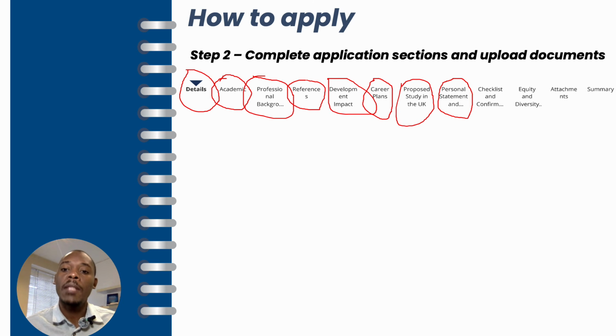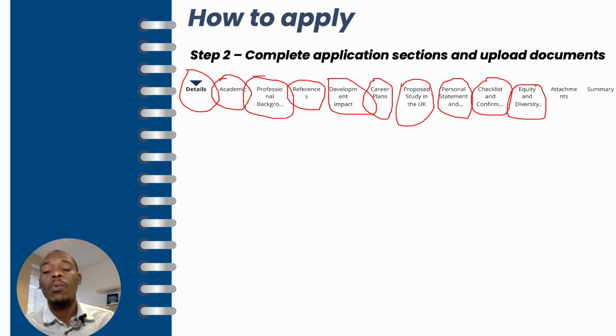The next section will be the checklist and confirmation. So we are going to check that you've accepted this, you provided this information, and there's a section that talks about equity and diversity. So you need to provide information for them to know if you have any disabilities, you have any challenges, that will be the section where you're going to include that information for them to know and see how they can prepare for you should you be awarded.